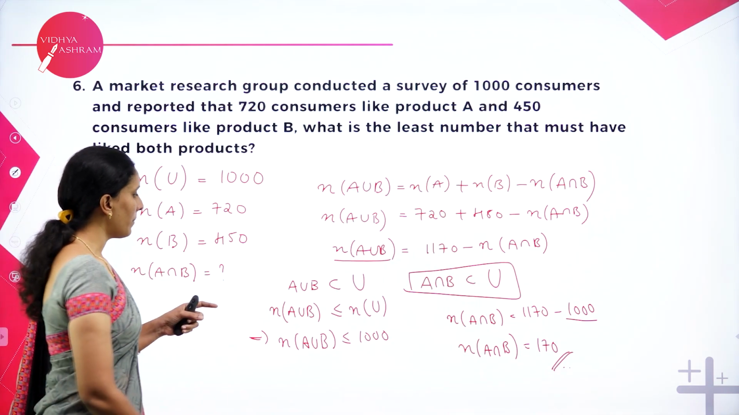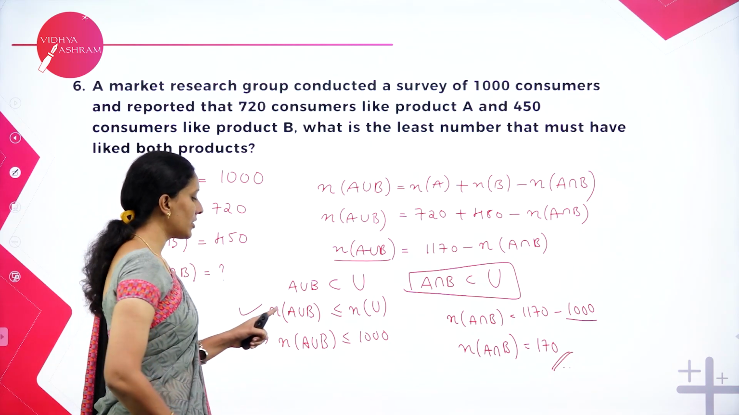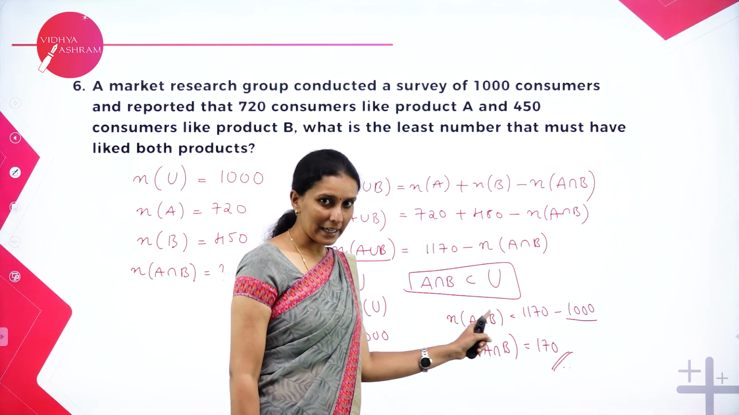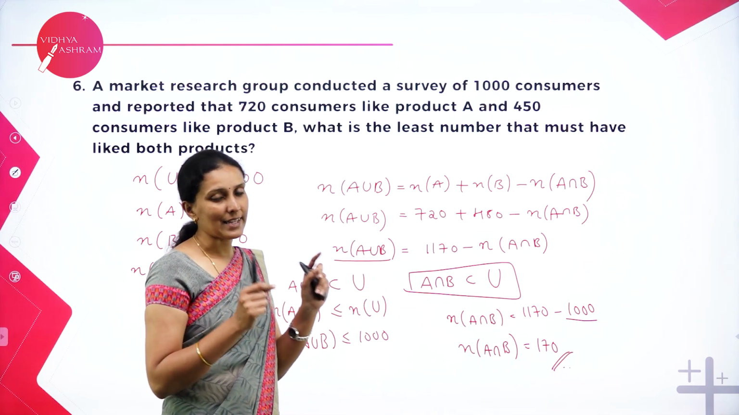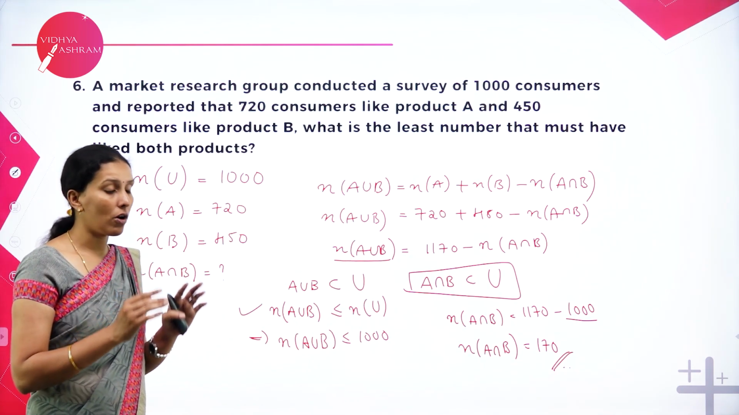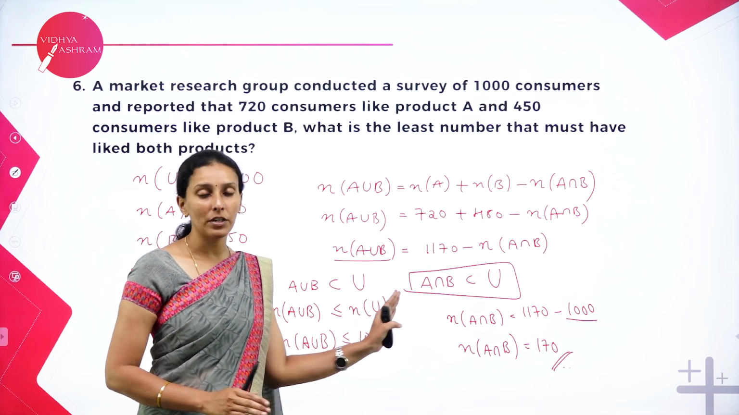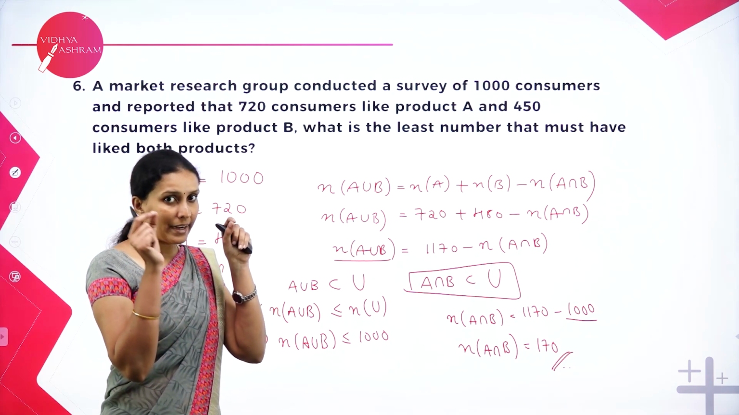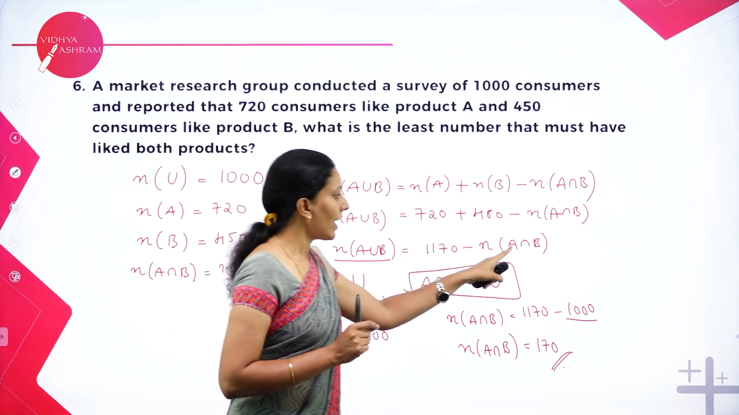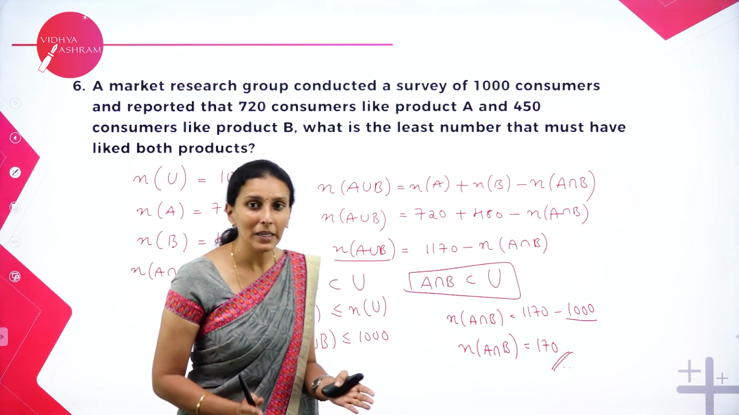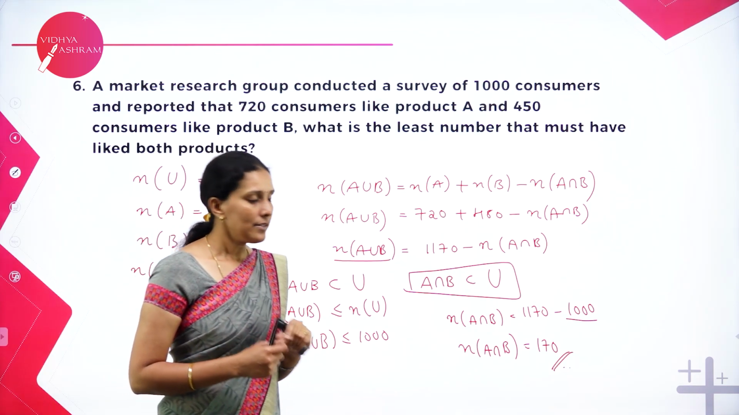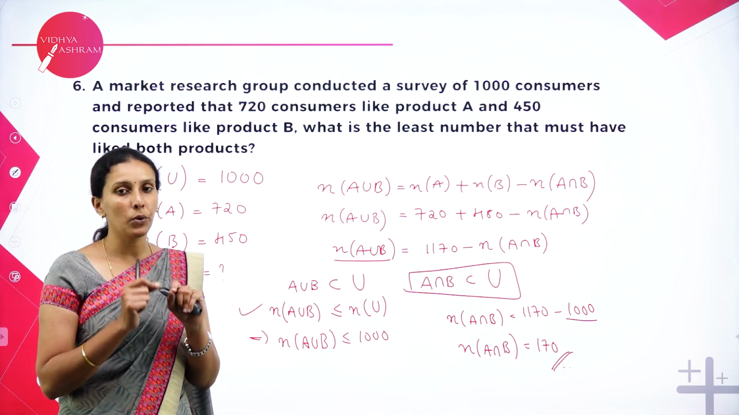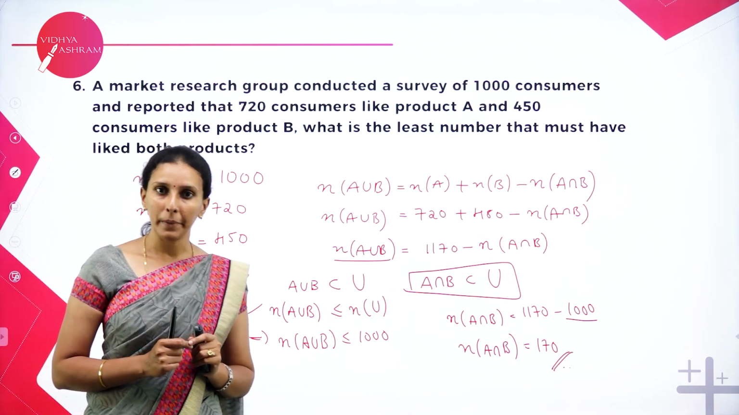So always remember that the cardinality of the set A union B or the cardinality of set A intersection B is always less than or equal to your universal set, because both are subsets of the universal set. Hence, when A union B takes the maximum value, A intersection B takes the minimum value. Thus, 170 is the least number of people who like both products A and B.